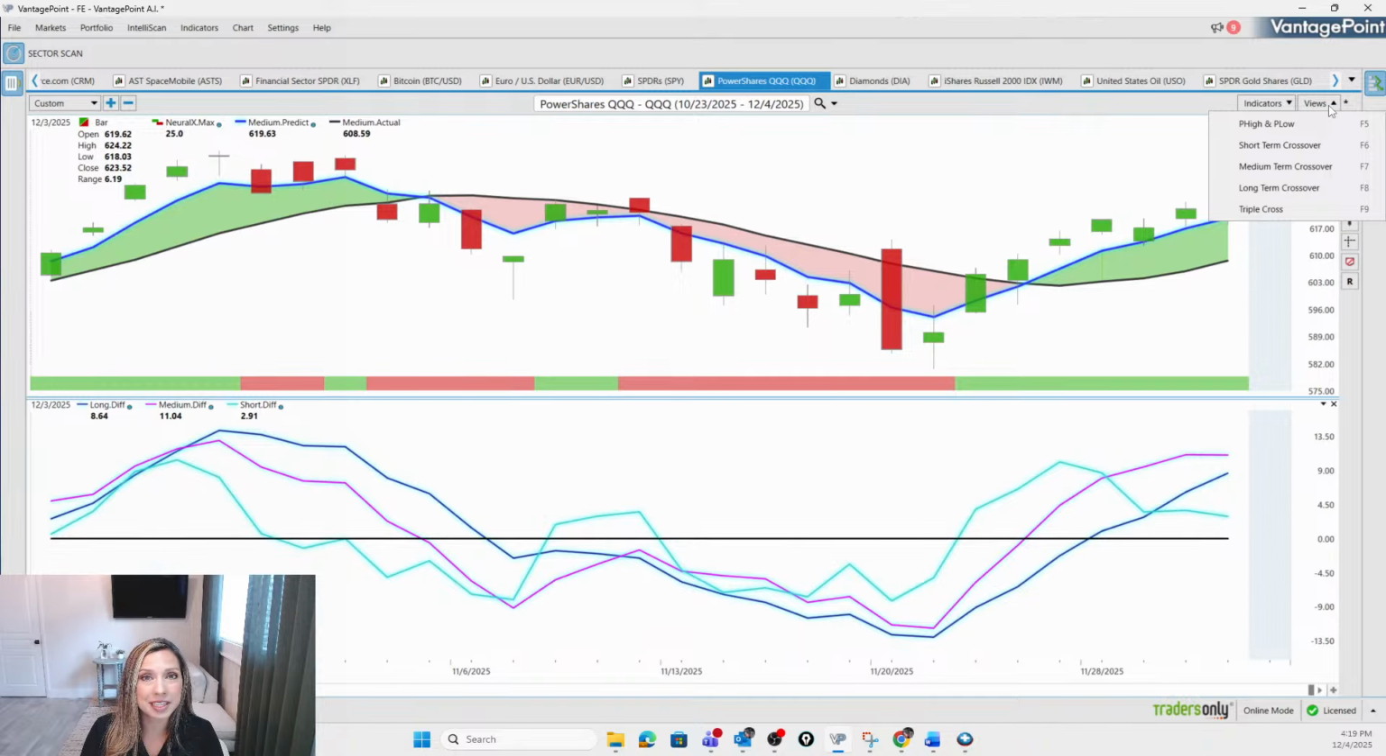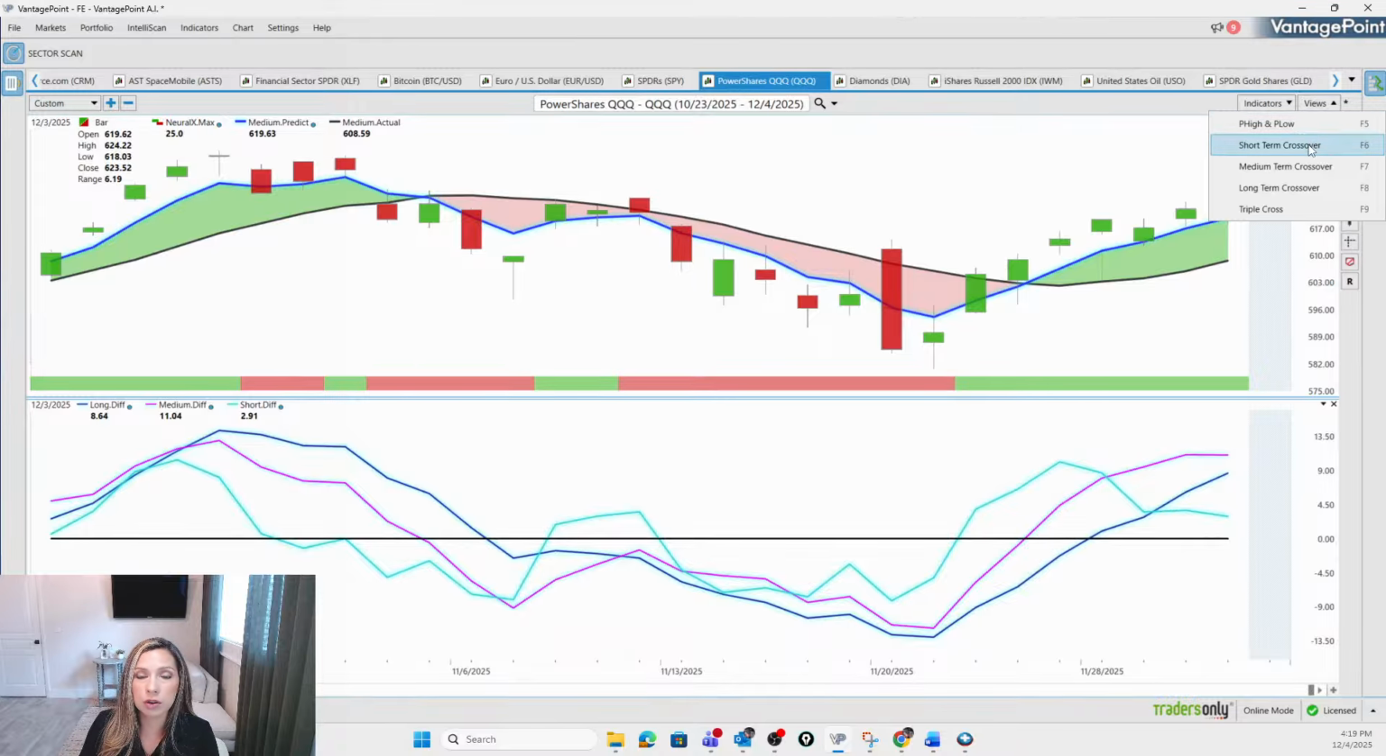Or maybe if you haven't seen VantagePoint before, this is a precursor to let you know that depending upon your trade style, you may choose to customize your chart for a shorter term or a more conservative outlook. And that's okay. You have the ability to do that.